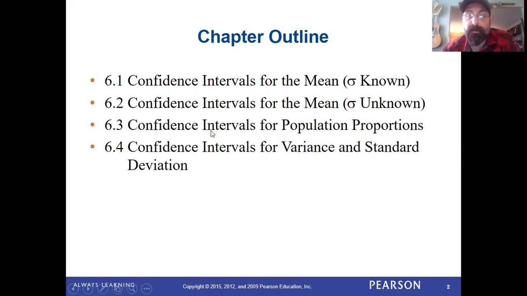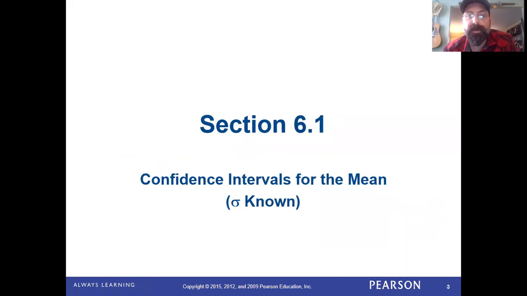And then in section 6.3, we're going to want to do the same thing, construct confidence intervals, but not for the population mean, but yet the population proportion. So it's kind of how they do on the news to tell you the presidential approval rating and things like this. We're not going to cover 6.4 in this course. So we'll start in section 6.1. Confidence intervals for the mean.